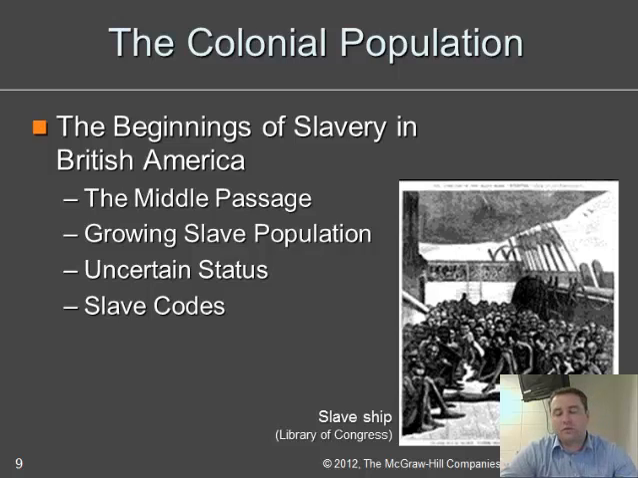Assumptions were that the white race was superior. Slave codes limited the rights of blacks in law, and gave almost absolute authority to their masters.